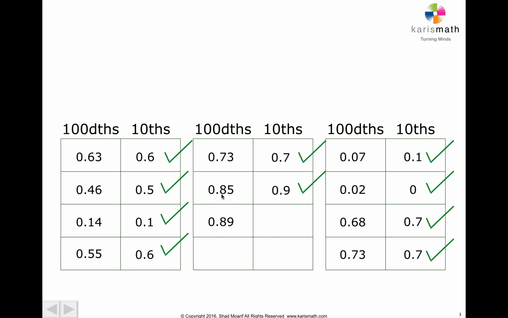What about 0.89? Where will that be? Where will that roll? 0.89 is still in the region between 0.85 and 0.90. So it'll also roll towards 0.9.